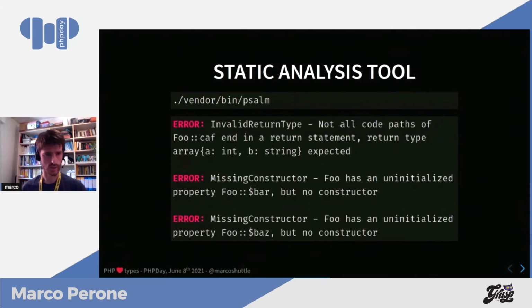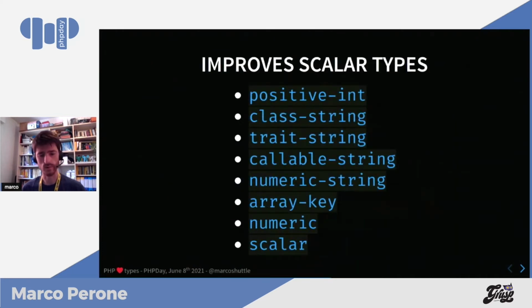Okay, so this is basically how Psalm works, but what does it give us? How does it expand the type system? Well, in several ways. It gives many ways to be more precise when we deal with scalar types. For example, it allows us to say that an integer is actually positive. It allows us to say that a string should actually contain the name of a class, the name of a trait, or should refer to a callable, that a string should contain a numeric value, that a value should be something that we could use as the key of an array, that a value should be something numeric that we could do some arithmetic with, or just any scalar value.